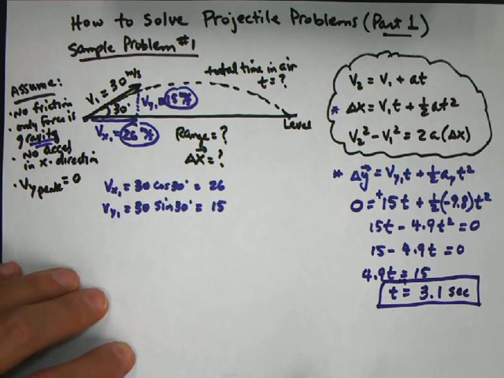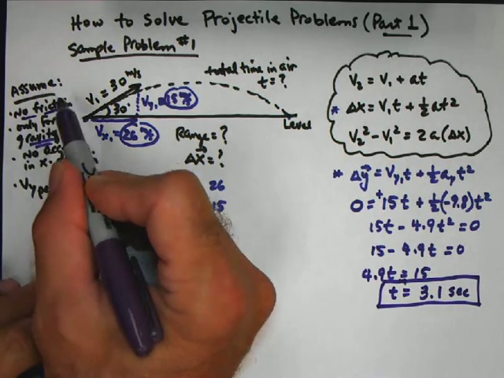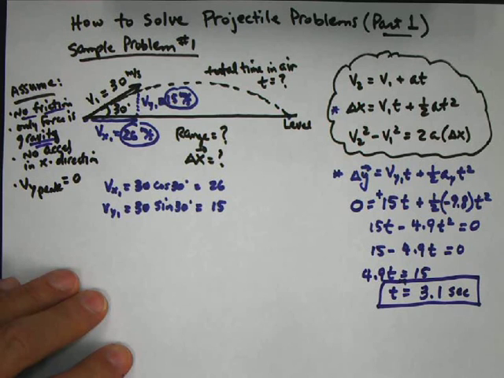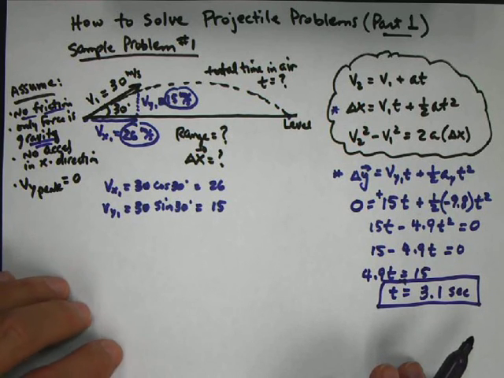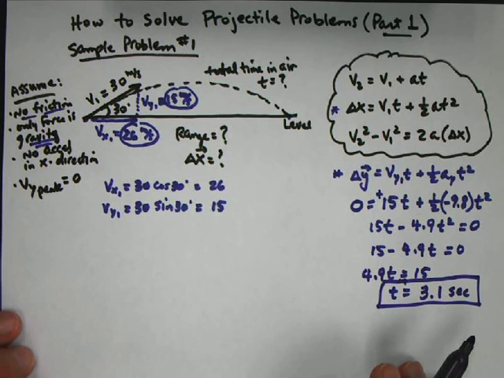Now remember, it's not totally realistic because we're assuming no air resistance and no friction. But if there wasn't any air resistance or friction involved, it would stay up there quite a while, 3.1 second hang time for that football. Okay, now let's try to find the range, or delta x.